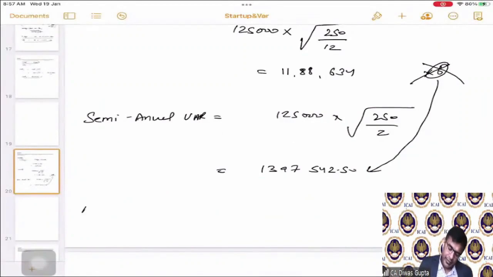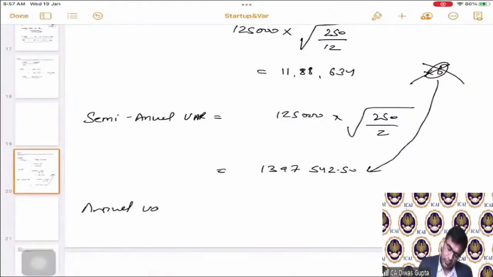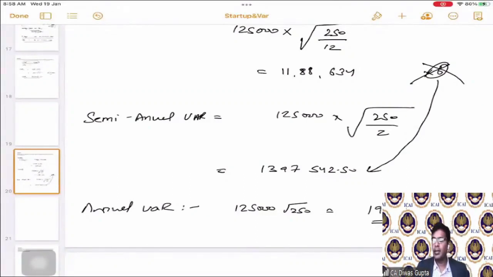Then the annual VaR will be 1,25,000 under root 250. This is equal to 19,76,423.5. Simple.